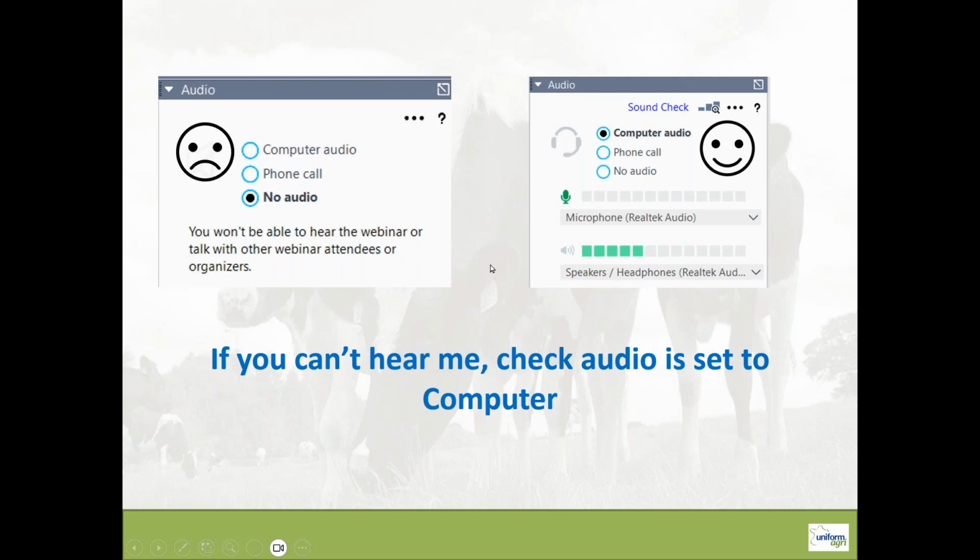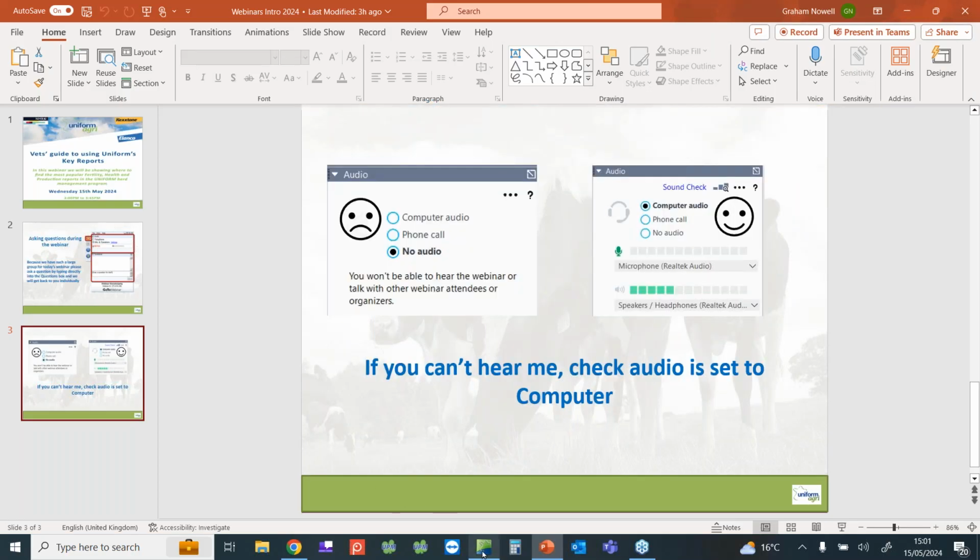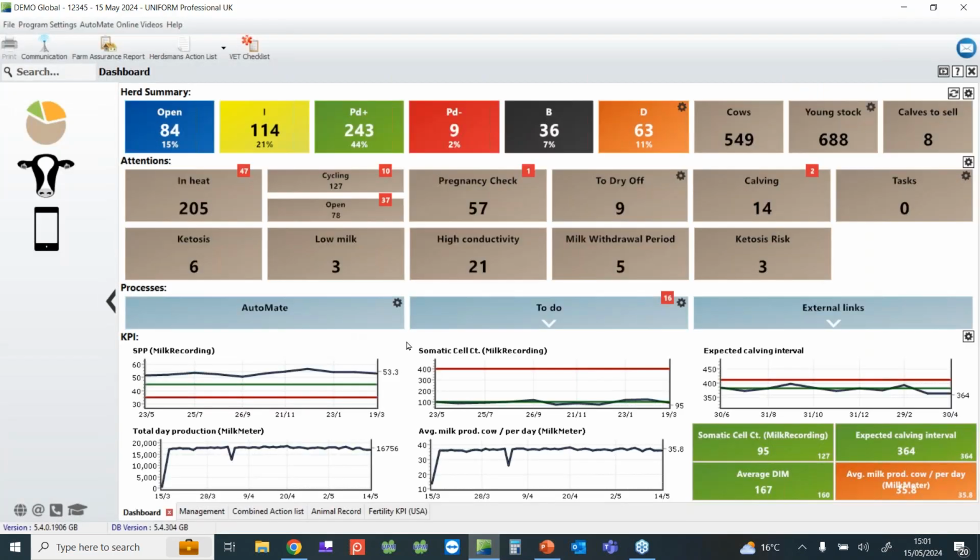So without further ado, first of all, we're going to go into Uniform from a farm perspective. So this is looking at the local copy installed on a farm if you're having a chat with your client while you're actually there. And I'd like to hand over to Graham to kick things off with the dashboard.